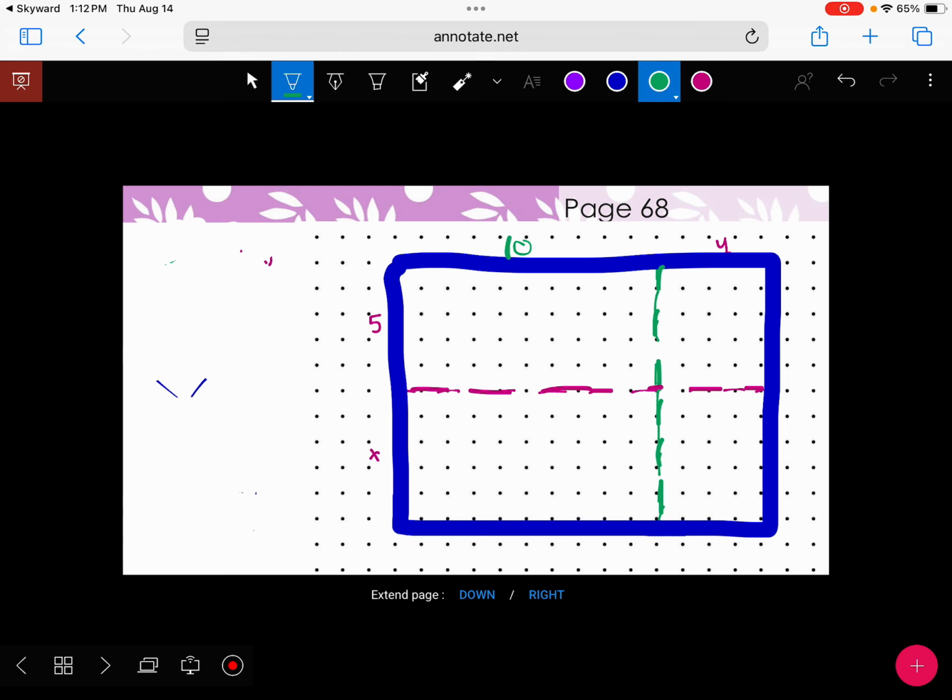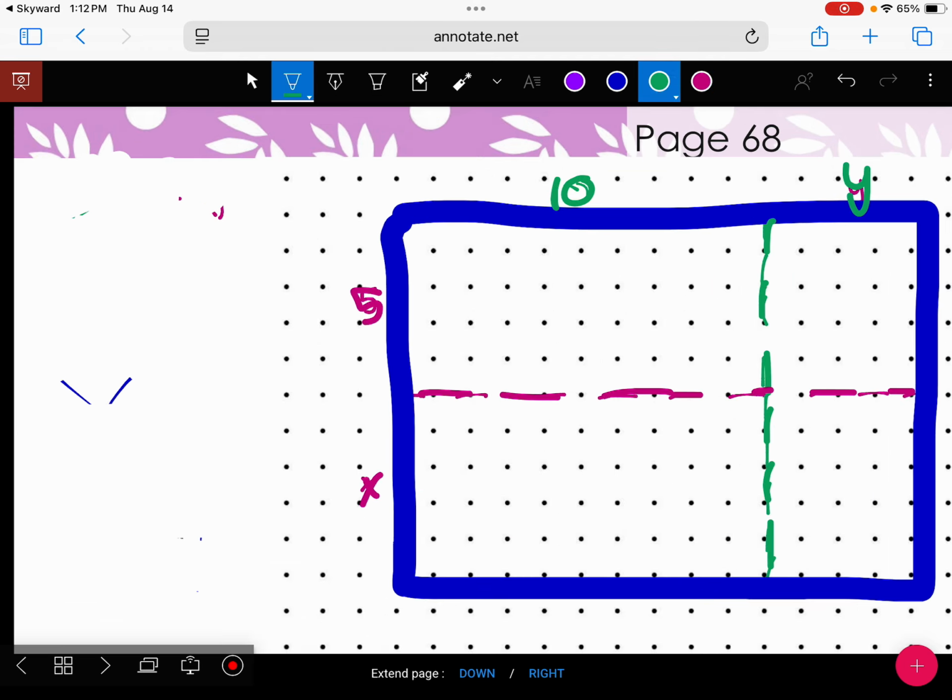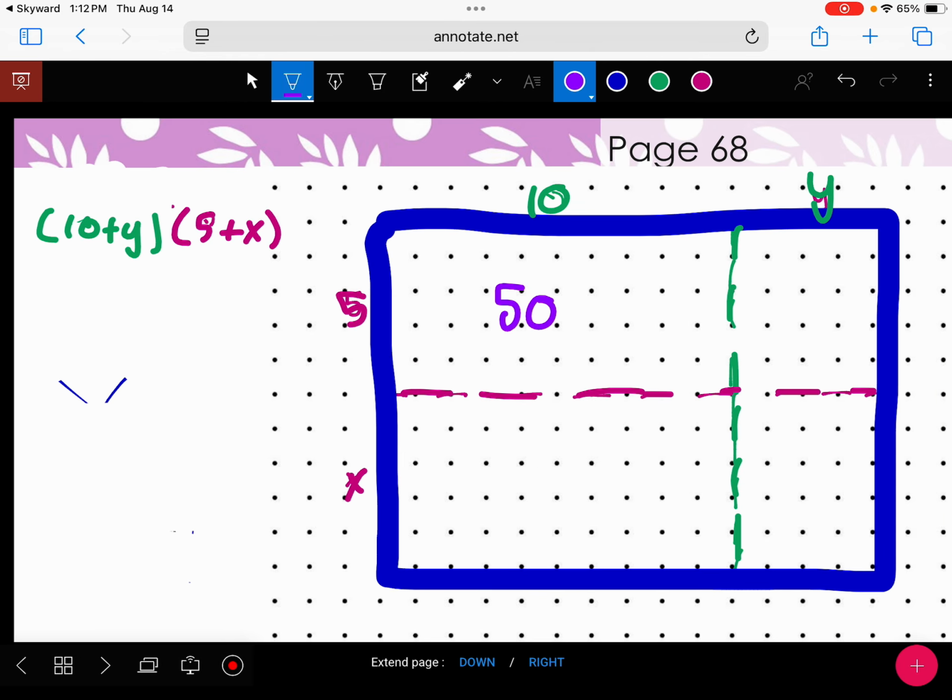We had our 10 and our Y. We had our 5 and our X. There we go. So we could find our area by multiplying together our 10 plus Y and our 5 plus X. Or we could find the area by multiplying together my 10 times my 5. That one we know. We've already done that one once. That was 50. I could multiply together my 10 times my x, getting the area of this box. Yes, 10x.